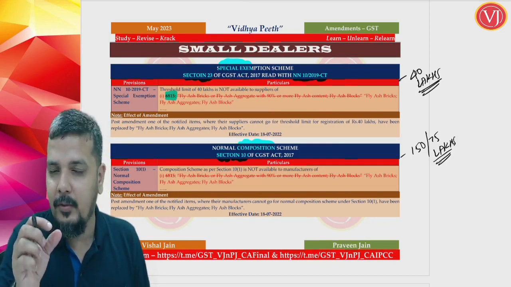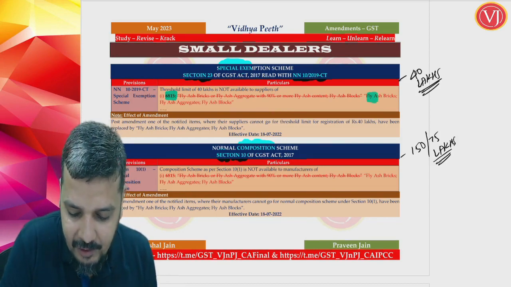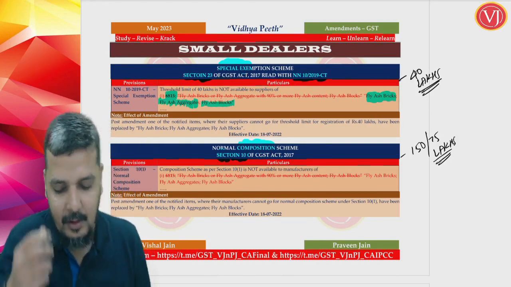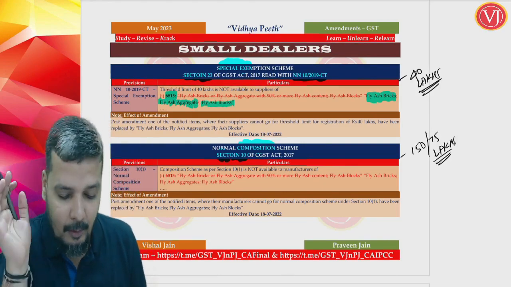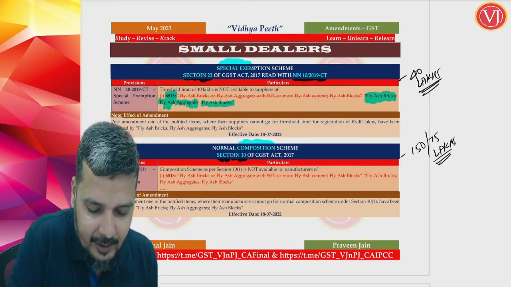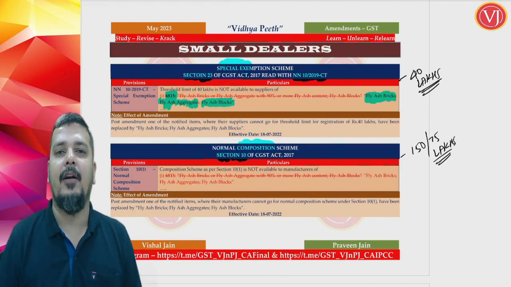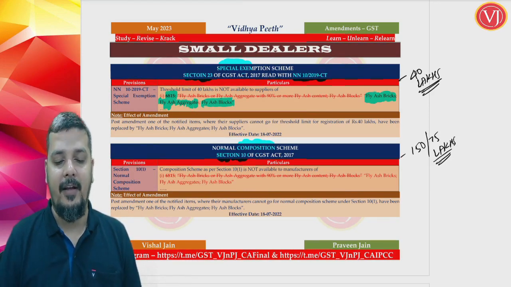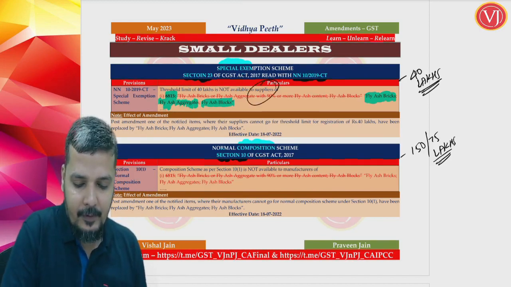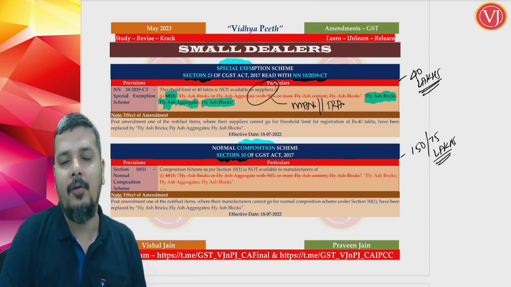Now, out of those notified building materials, for HSN 6815, the wordings have been replaced. Now it is fly ash bricks, fly ash aggregate and fly ash blocks. The point that fly ash aggregate should contain more than 90% fly ash content is no more there. So, in simple language: fly ash bricks, fly ash aggregate and fly ash blocks. The same thing is there in your normal composition scheme, 150 lakhs or 75 lakhs. The difference is, in the exemption scheme, if you are supplying them, whether you are a manufacturer or a trader, you cannot go for the 40 lakhs limit.